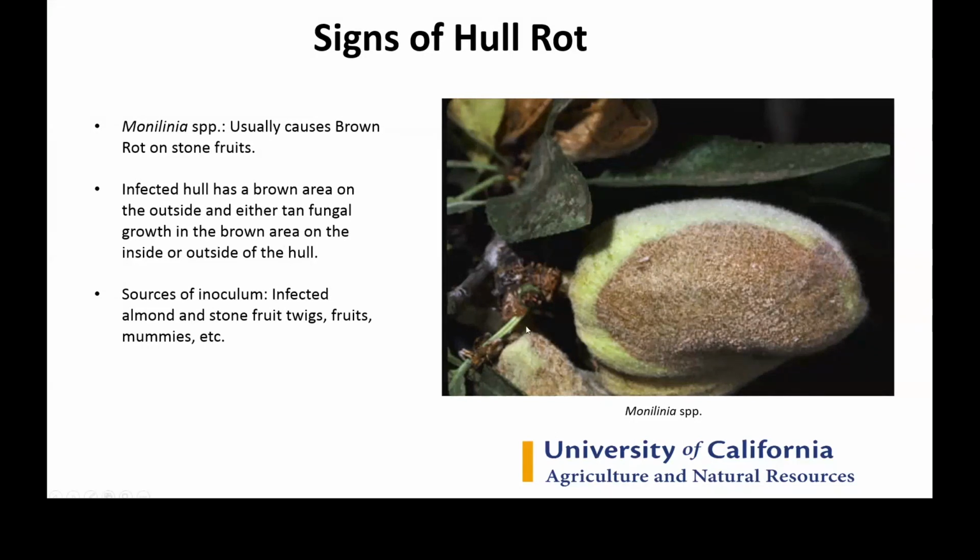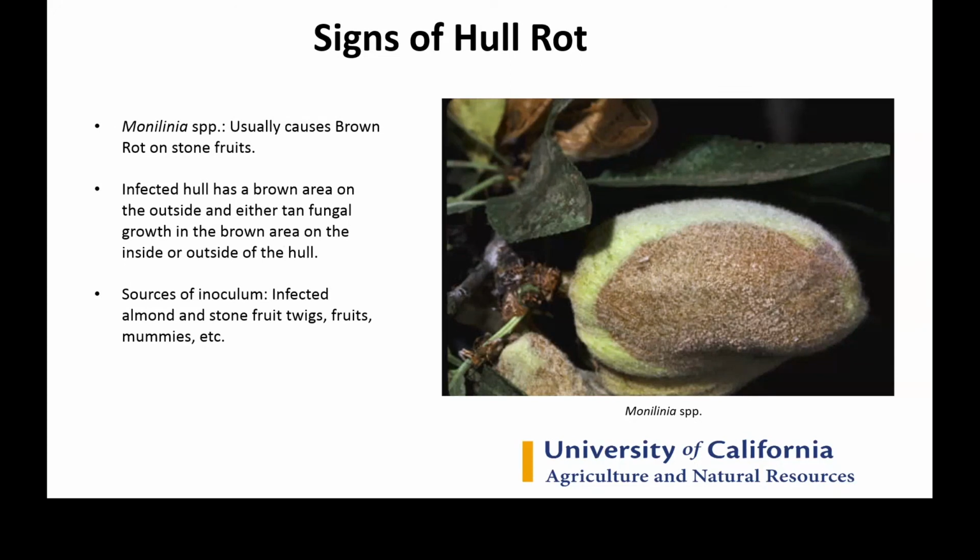So if you look at the lesion here, you will see the brown to tan spores on the outside of the lesion. Here they are. So if you see that, that will tell you that you are dealing with brown rot. And to deal with brown rot, it's a different way to combat hull rot, as I mention later in my talk, compared to Rhizopus.